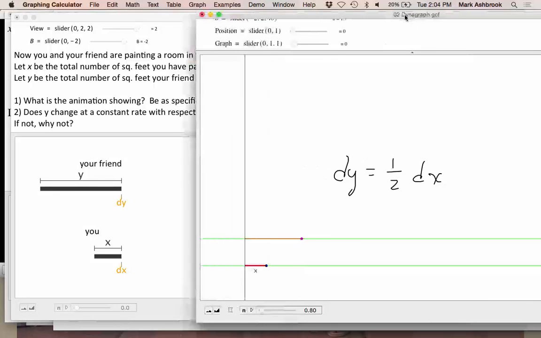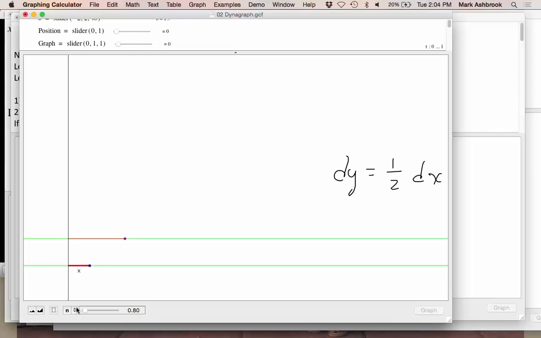Here's the exact same thing, okay? Watch it. Ready? This is the exact same thing that I showed you at the beginning, where the change in y is always half of the change in x. So these are the exact same two bars, just a different little view of it. I'm going to take the bar that represents how much your friend has painted, turn it vertically and stick it on the end of the bar that represents how much you have painted, okay?